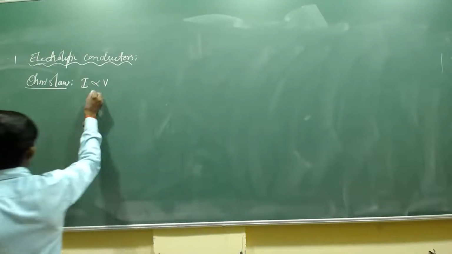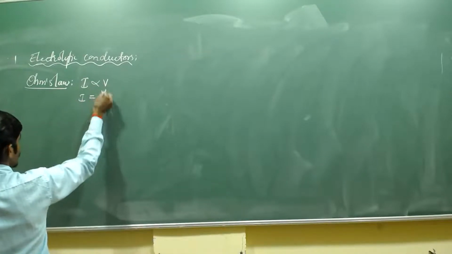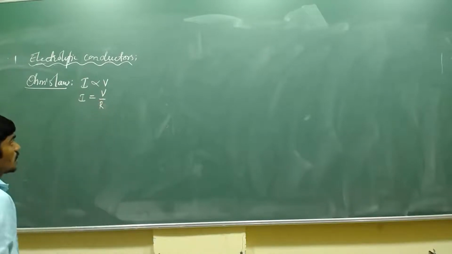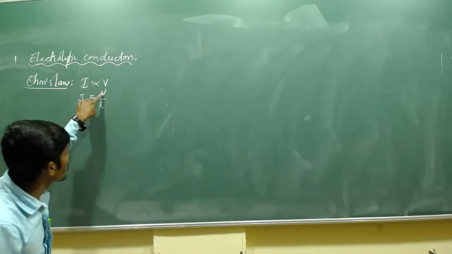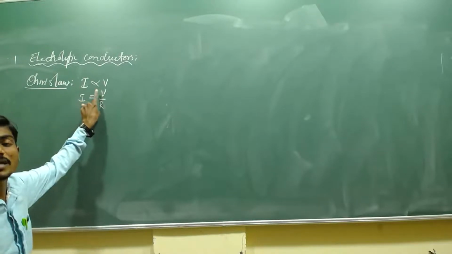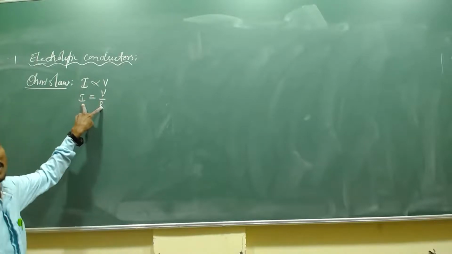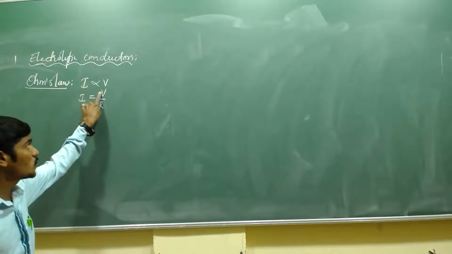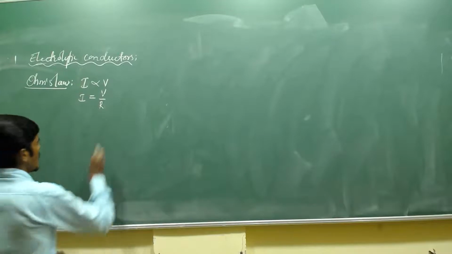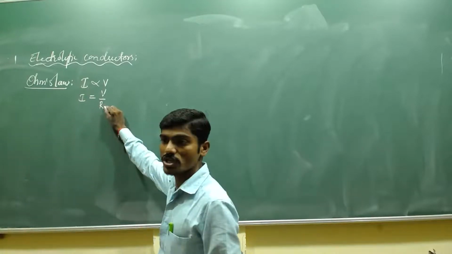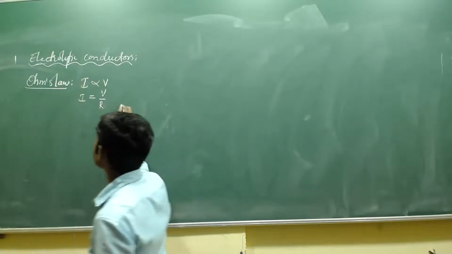If you use the proportionality symbol, I is proportional to V, and with the constant 1 by R, I can write I equals V by R. The strength of current flowing through a conductor is directly proportional to the potential difference across the conductor and inversely proportional to resistance. Here R is a proportionality constant known as resistance, and it is expressed in terms of ohm.